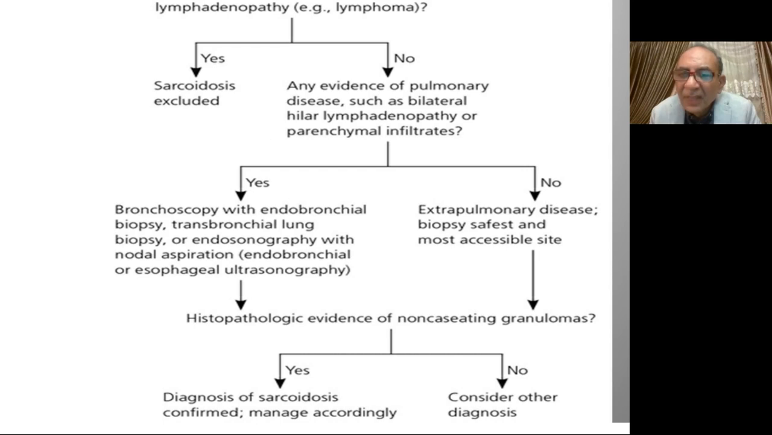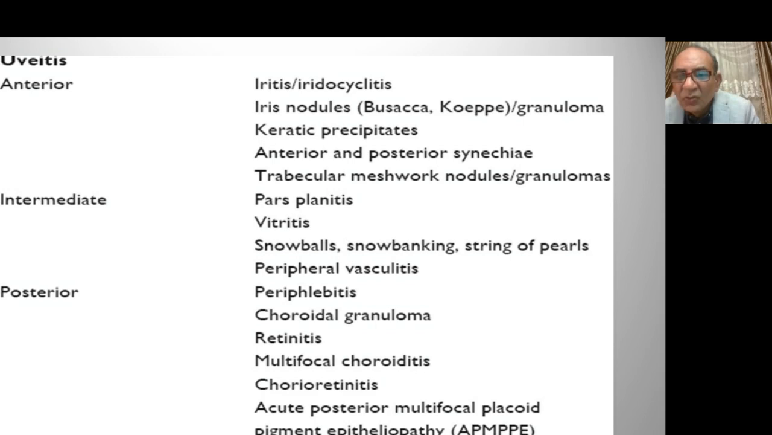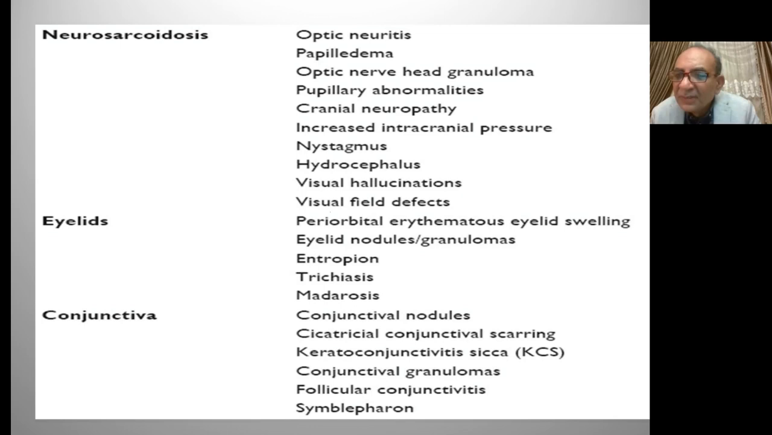So this is a definite ocular sarcoidosis, but it can be presumed sarcoidosis. If you find two intraocular signs that go with sarcoidosis, and we found on chest X-ray or CT scan bilateral hilar lymphadenopathy without biopsy, we can consider it presumed sarcoidosis.